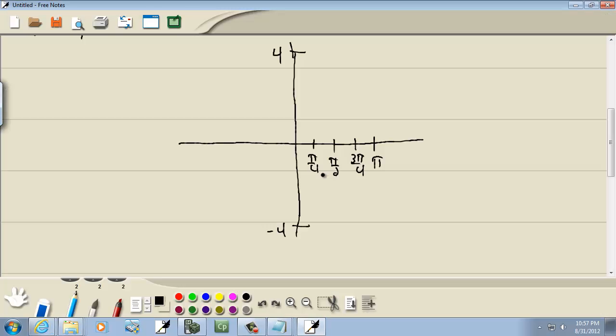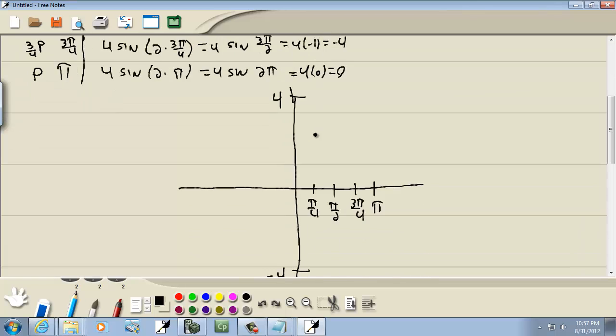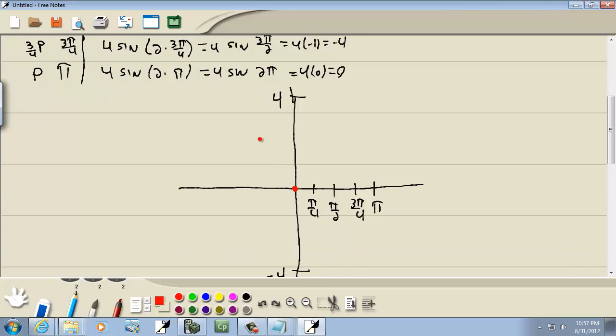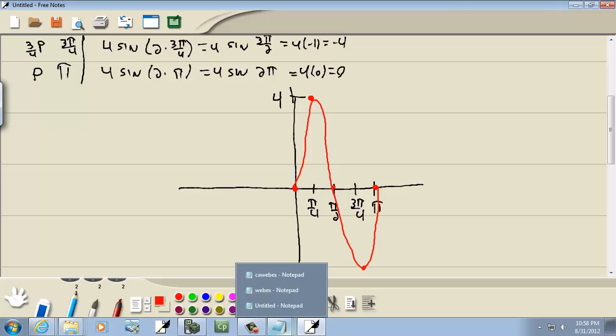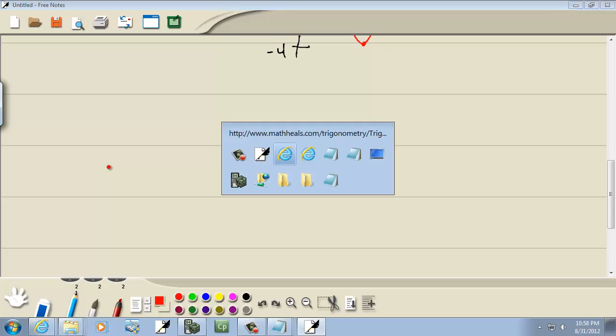0, 0 is our first point. And then pi over 4 and 4. Second point, pi over 2 and 0. 3 pi over 4 and -4. Pi and 0. Connect these together. And that'd be our graph. So let me scroll down here and we'll look at the next one.